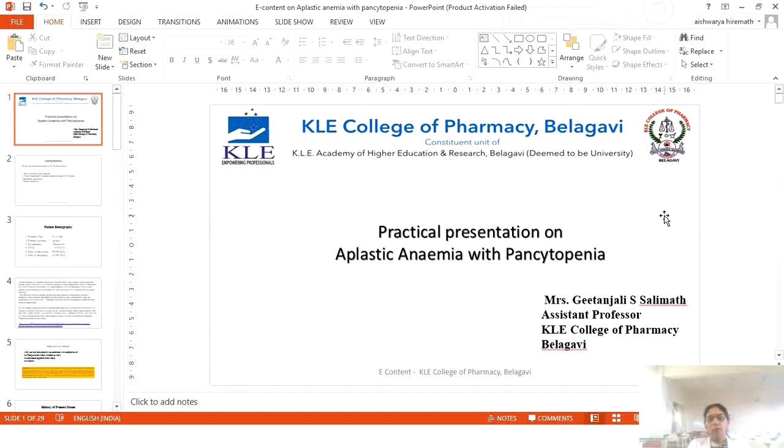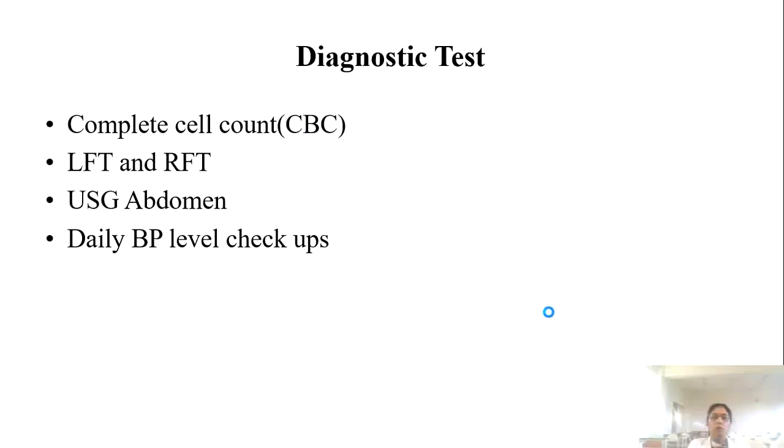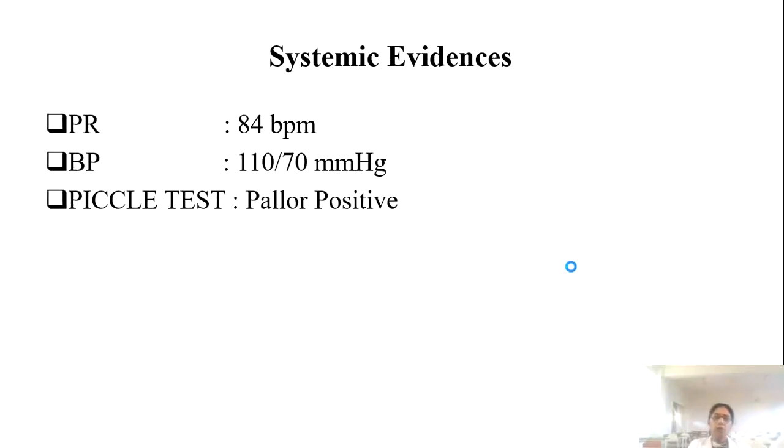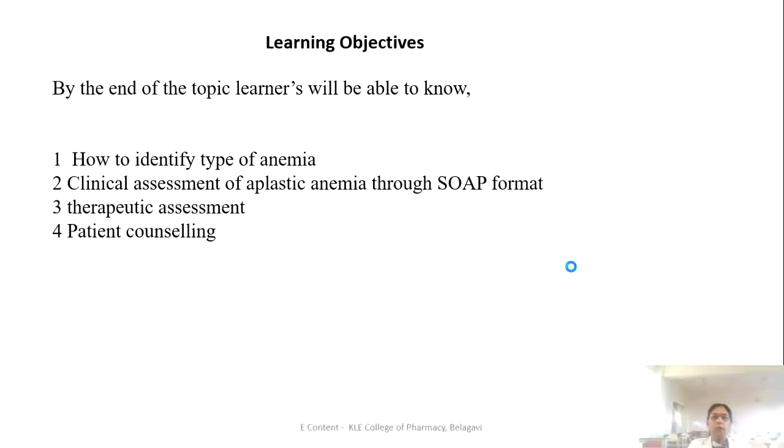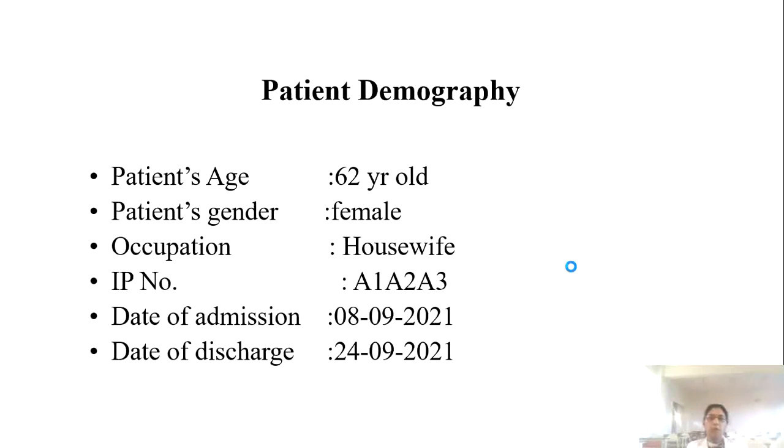I am going to discuss this case of aplastic anemia with pancytopenia. Initially, I would like to state some learning objectives. By the end of the topic, learners will be able to know how to identify the type of anemia, clinical assessment of aplastic anemia through SOAP format, therapeutic assessment, and patient counseling. Here the patient demography: the patient is 62 years old, a female, and a housewife.